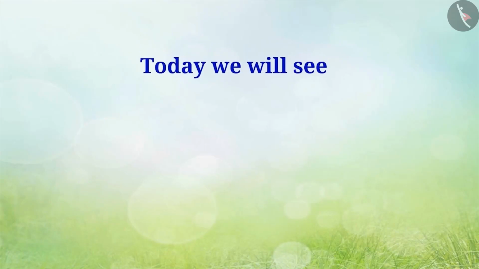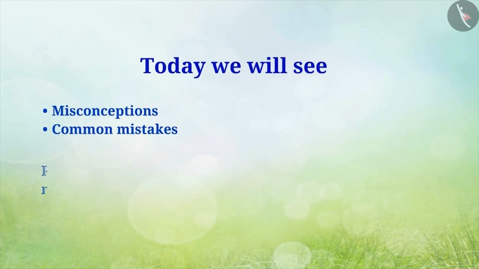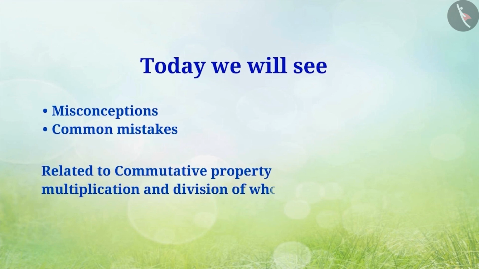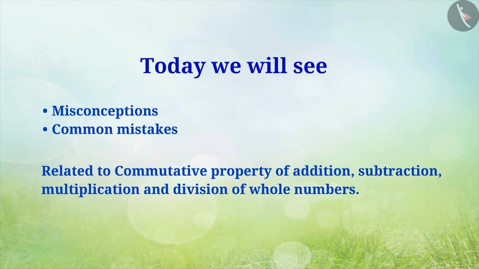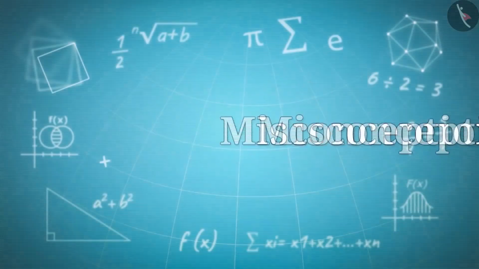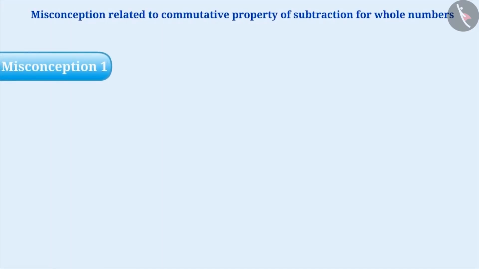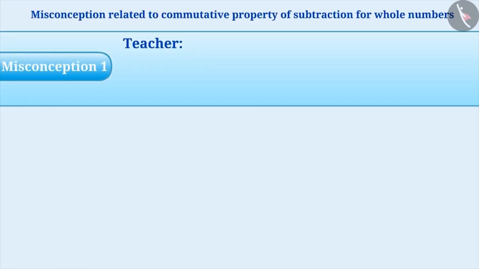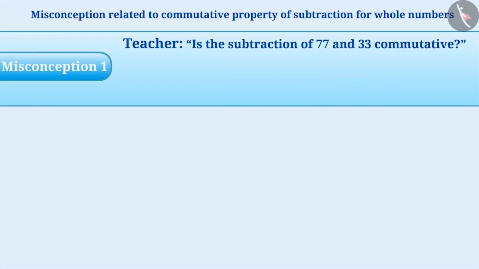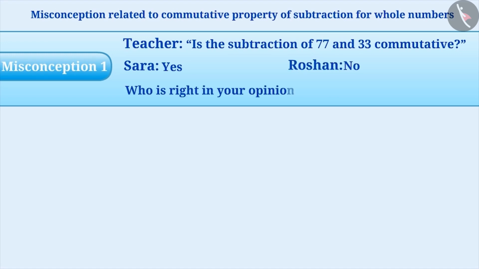Today we will see misconceptions and common mistakes related to commutative property of addition, subtraction, multiplication and division of whole numbers. Misconception 1. Teacher asked a question in the class. Is the subtraction of 77 and 33 commutative? Sarah answered, yes, while Roshan said no as an answer. Who gave the right answer?